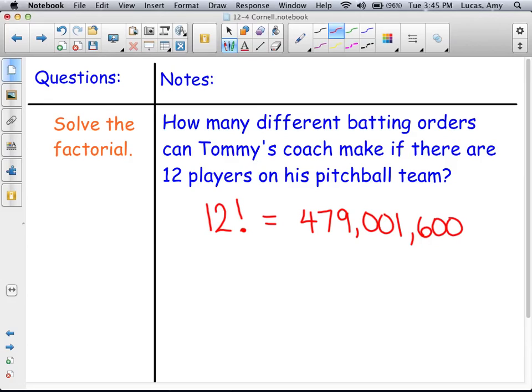I'm pretty sure that if you were reading the problem and taking a multiple choice test, without using a calculator, you would never guess that it would be a number that big. Your estimate, I am certain, would be much smaller than that. So please make sure that you are using a calculator and that you are actually calculating your factorials.